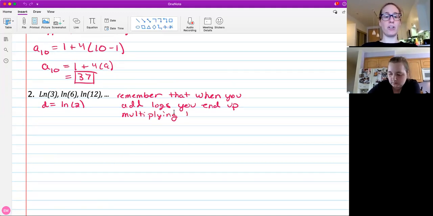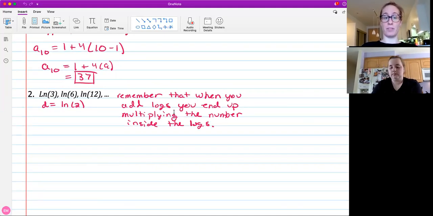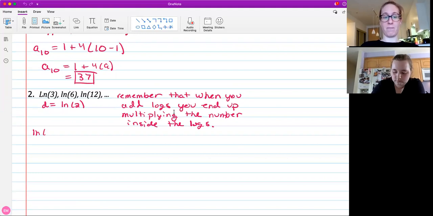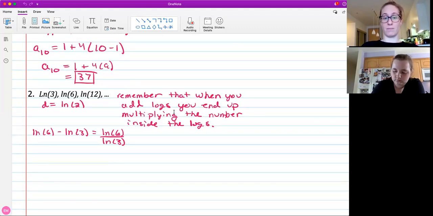Right? And if you're ever curious, if you get something like this and you don't know if it's an arithmetic sequence, you just subtract the two terms. ln 6 minus ln 3 equals natural log of 6 divided by 3, because remember, subtraction with logs is actually division. So if you do ln 6 minus ln 3, you get ln of 6 over 3.